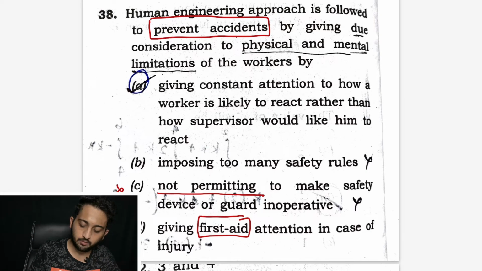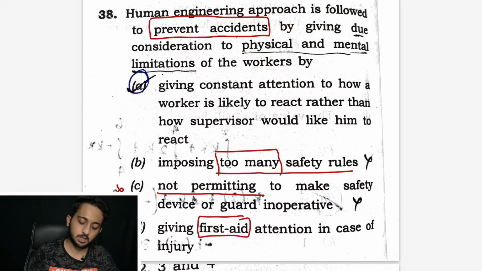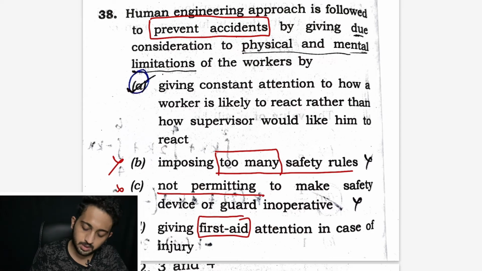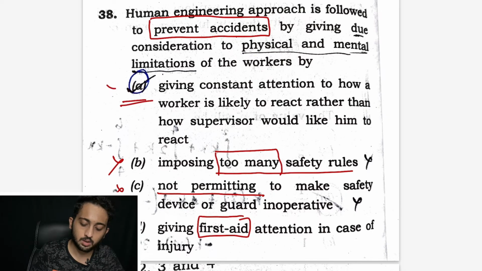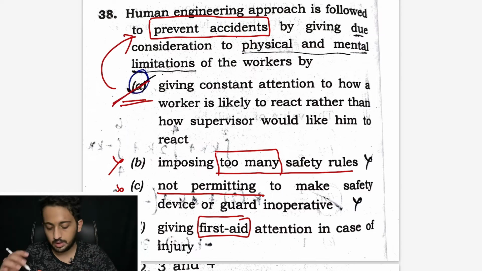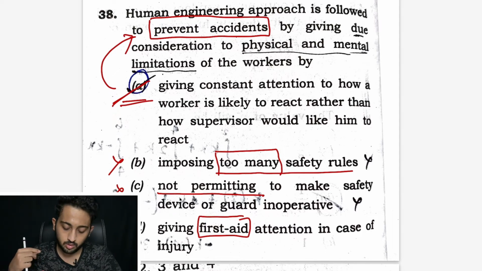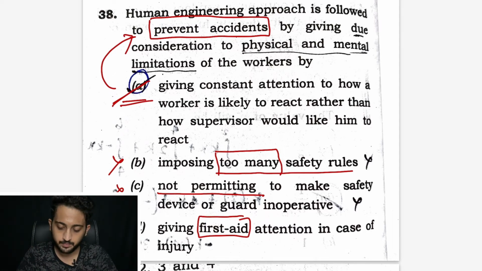Imposing too many safety rules. Look at this "too many" word. This is also a negative statement, so this will also not be the answer. So now come to this option, giving constant attention to how a worker is likely to react rather than how the supervisor would like him to react. This is a positive statement and matching with the question. So this is the answer. Likewise, you can also look at the options and see if there is any negative word or any keyword present so that you can choose the answer easily.